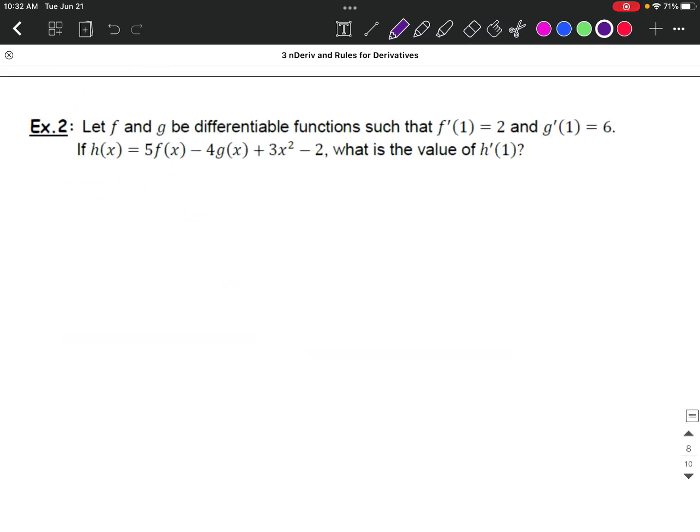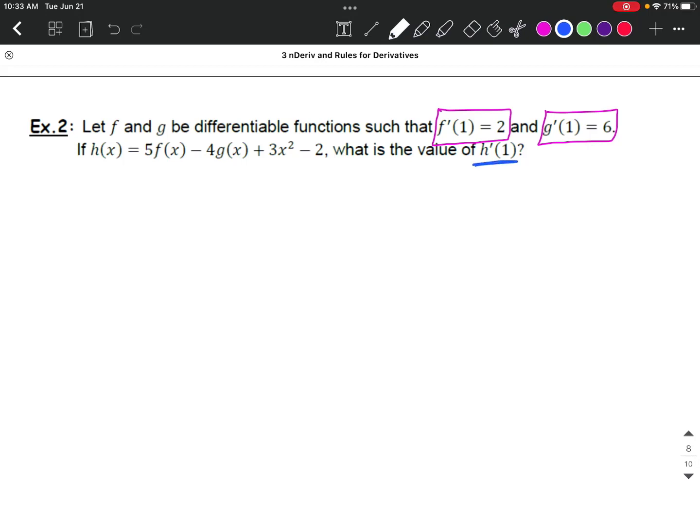Next up, let's look at these. These are some of the new ones that the AP likes. F and G are differentiable functions such that f prime of 1 is 2, g prime of 1 is 6, and then they give us h of x is 5 times f of x minus 4 times g of x plus 3x squared minus 2. What's the value of h prime of 1?